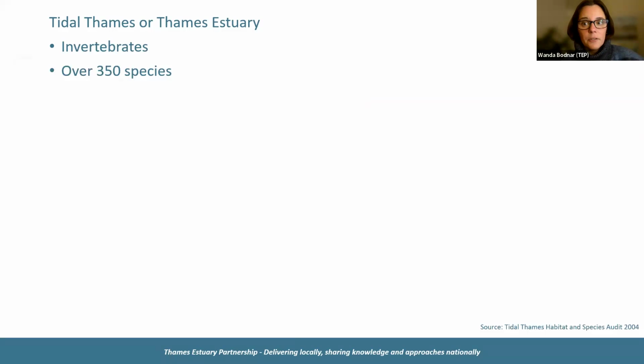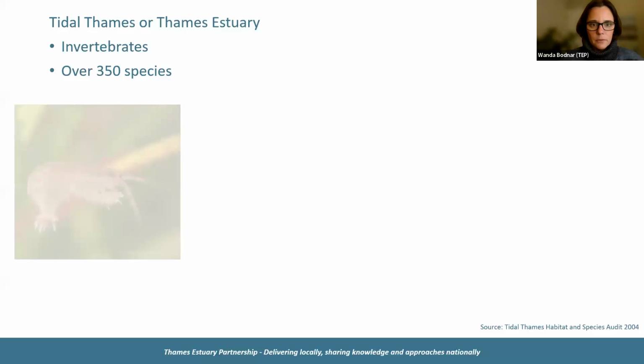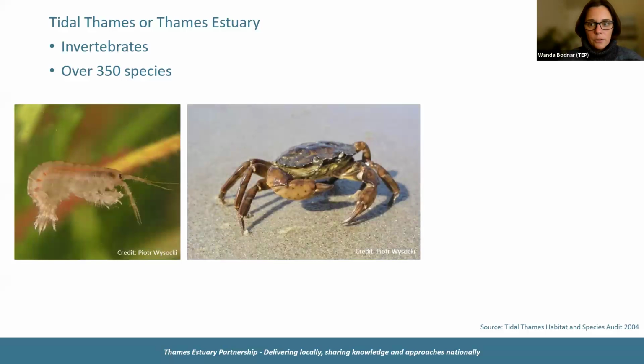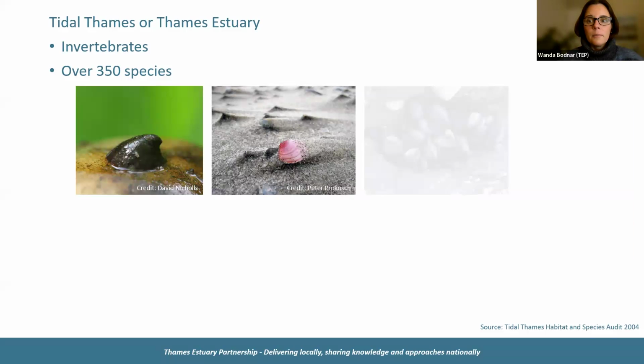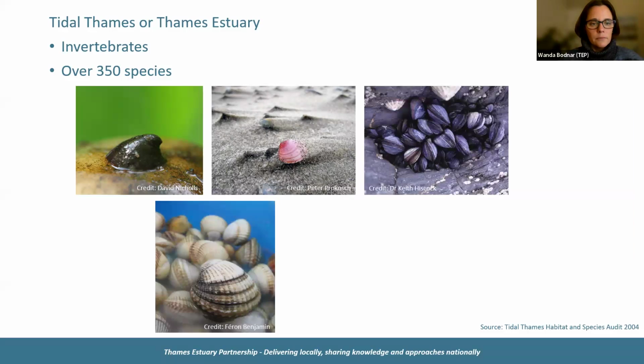And this takes me first to the invertebrate species. There are over 350 different species that can be found in the Thames. For example, amphipod, shore crab, brown shrimp, river limpets, Baltic tellin, blue mussel, cockle, and ragworm.